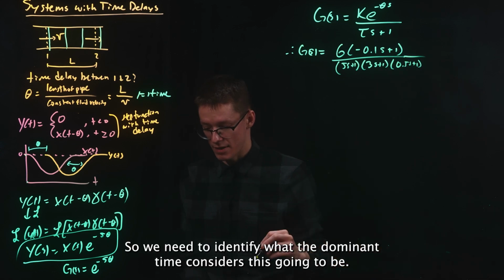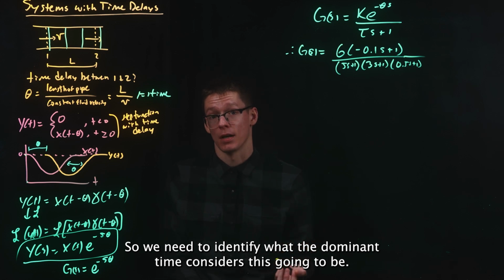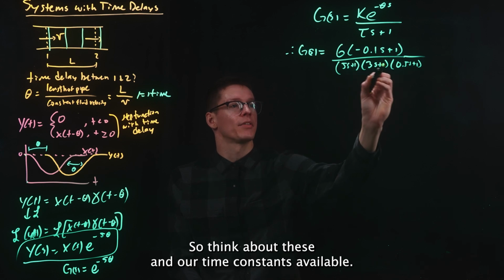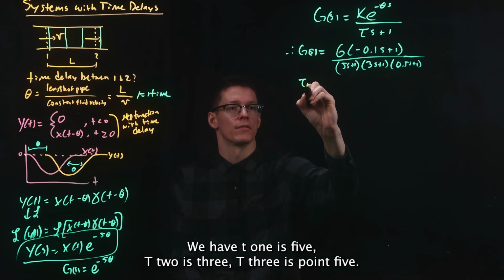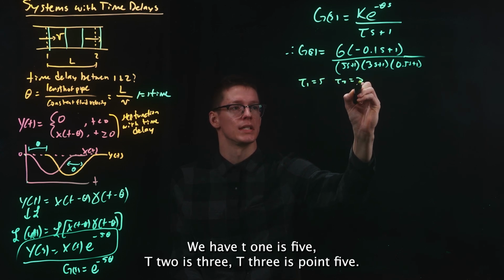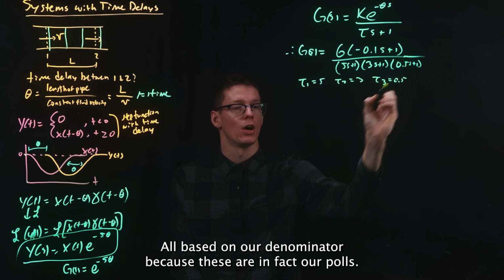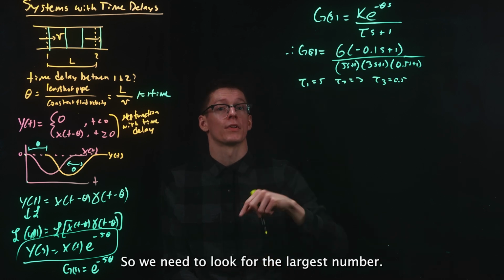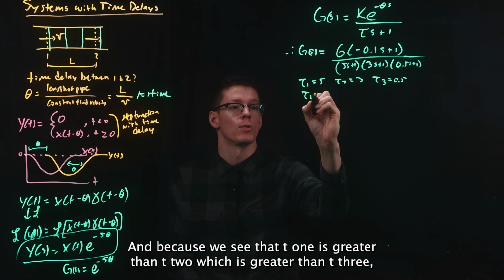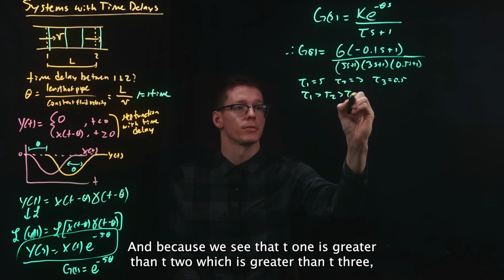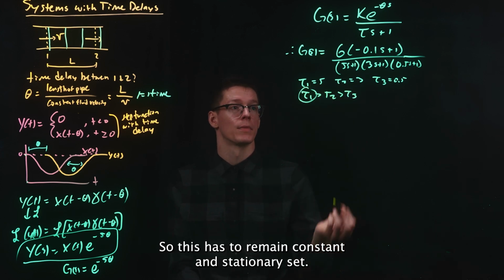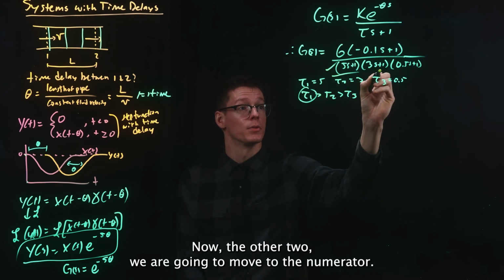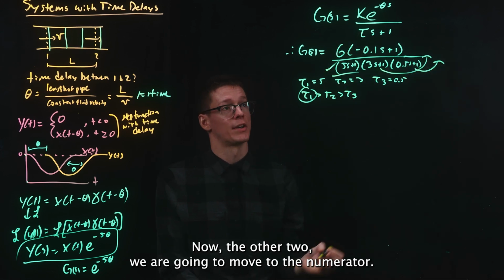So we need to identify what the dominant time constant is. This is going to be the slowest time constant, the thing that really holds us back. We have T1 is 5, T2 is 3, T3 is 0.5, all based on our denominator because these are in fact our poles. So we need to look for the largest number. Because T1 is greater than T2, which is greater than T3, we're going for the largest, T1. So this has to remain constant. It's stationary, set. Now the other two, we are going to move to the numerator.